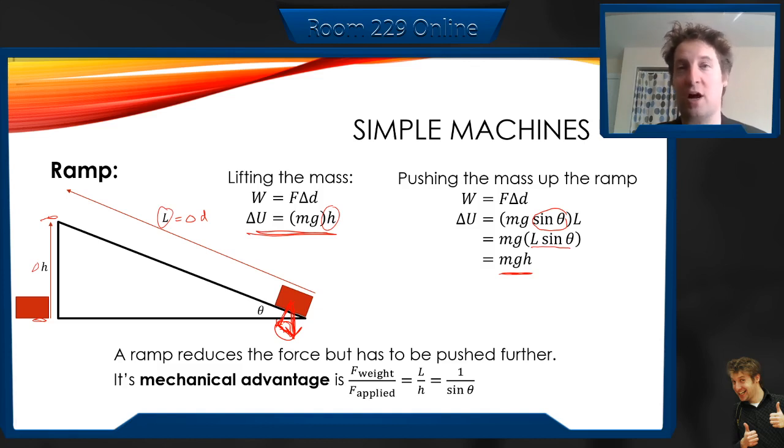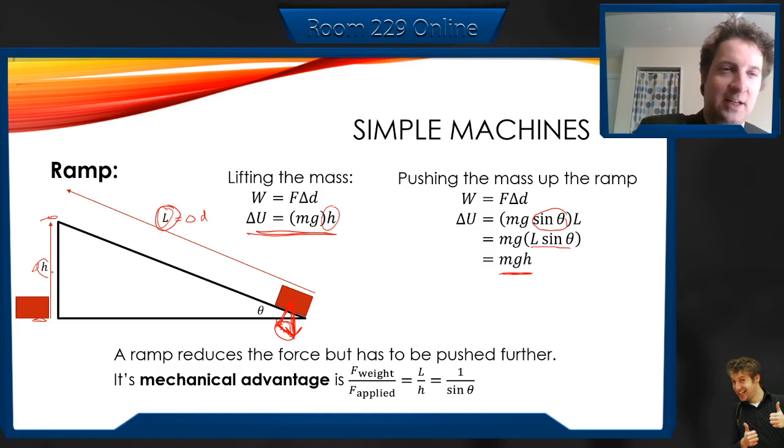However, there's a trade-off with any machine. So we reduce the amount of force required, but we have to then increase the amount of distance that we travel. Okay? So we have to push it a farther way. We have to push it a distance L instead of lifting a distance h. So the trade-off of having to push less is having to push it farther. But in the end, the same amount of work is done. It's just less intensive. There's less force over a longer period of time, or a longer distance.